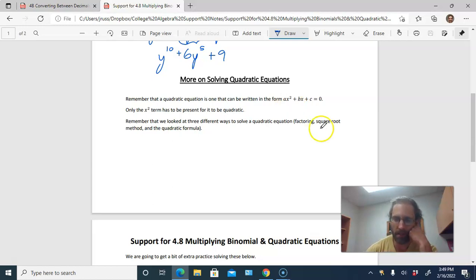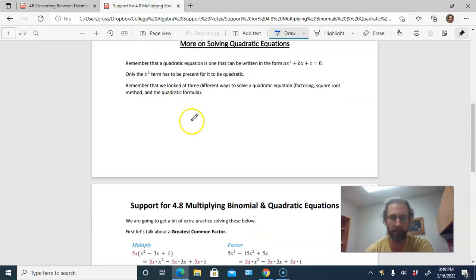And we looked at some of these methods previously. So factoring, the square root method, and then the quadratic formula. The only method that will work for any quadratic equation, regardless of the number of terms that it has, is the quadratic formula. But as you guys know, this is the one we probably want to try to stay away from if we can, especially if we're doing it manually, because there's a lot of room for error there.